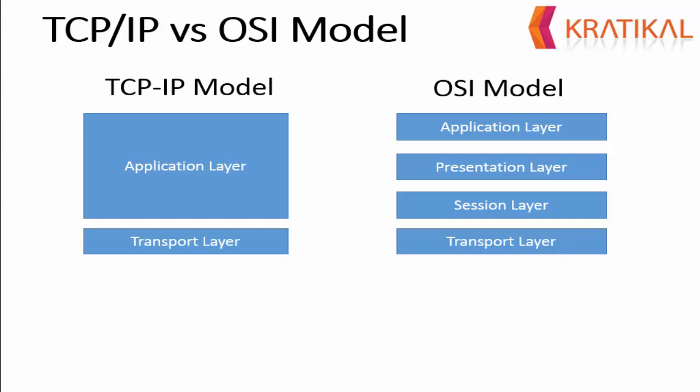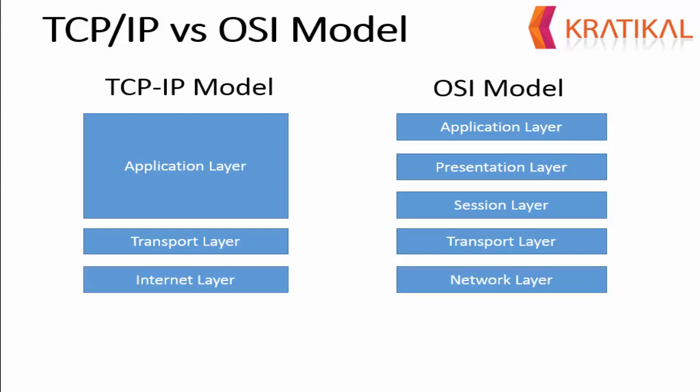The next one is the transport layer. The jobs of the transport layer in both models are somewhat similar. The transmission control protocol is provided by them. Next is the internet layer in the TCP/IP model and the network layer in the OSI model. These two layers are also somewhat similar, and the internet protocol is provided by the internet layer.